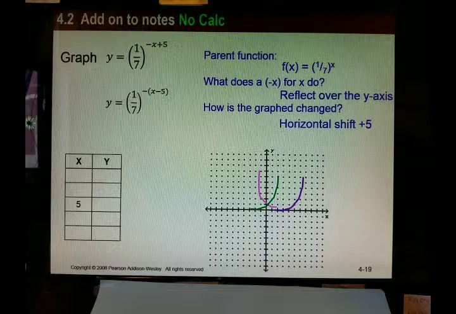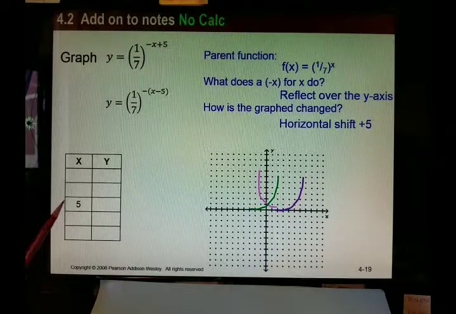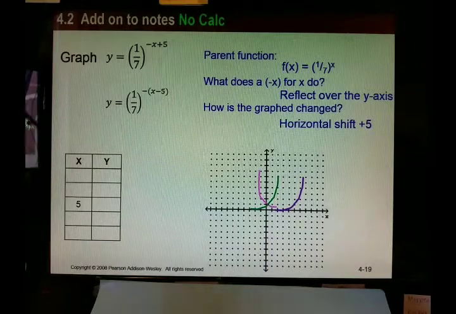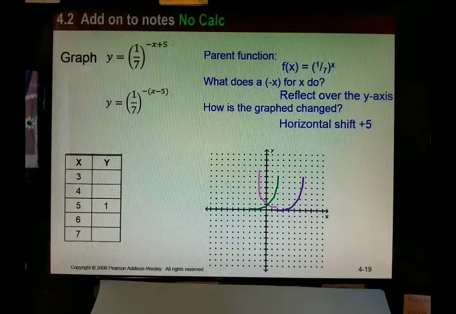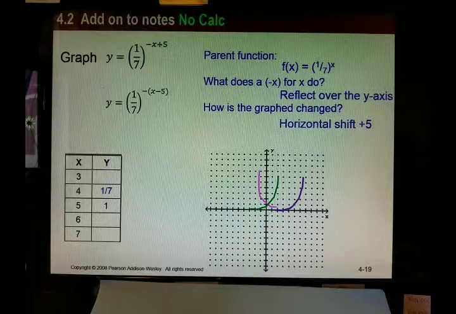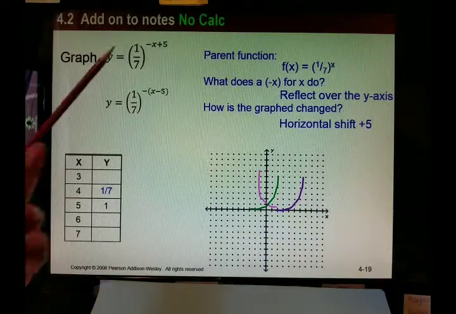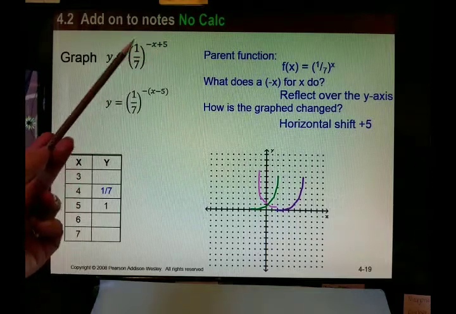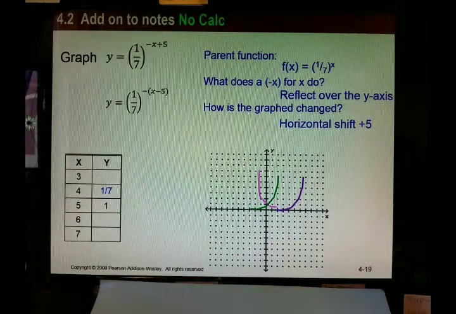Now, if this one makes you plug in points for a table of points, you plug in the -5 first. So -5 plus 5 would be 0. 1/7 to the 0 would be 1. Points around that. So let's say I started with the -4 next. The opposite of 4 would be -4 plus 5. Well, that would be 1. 1/7 to the first would be 1/7.